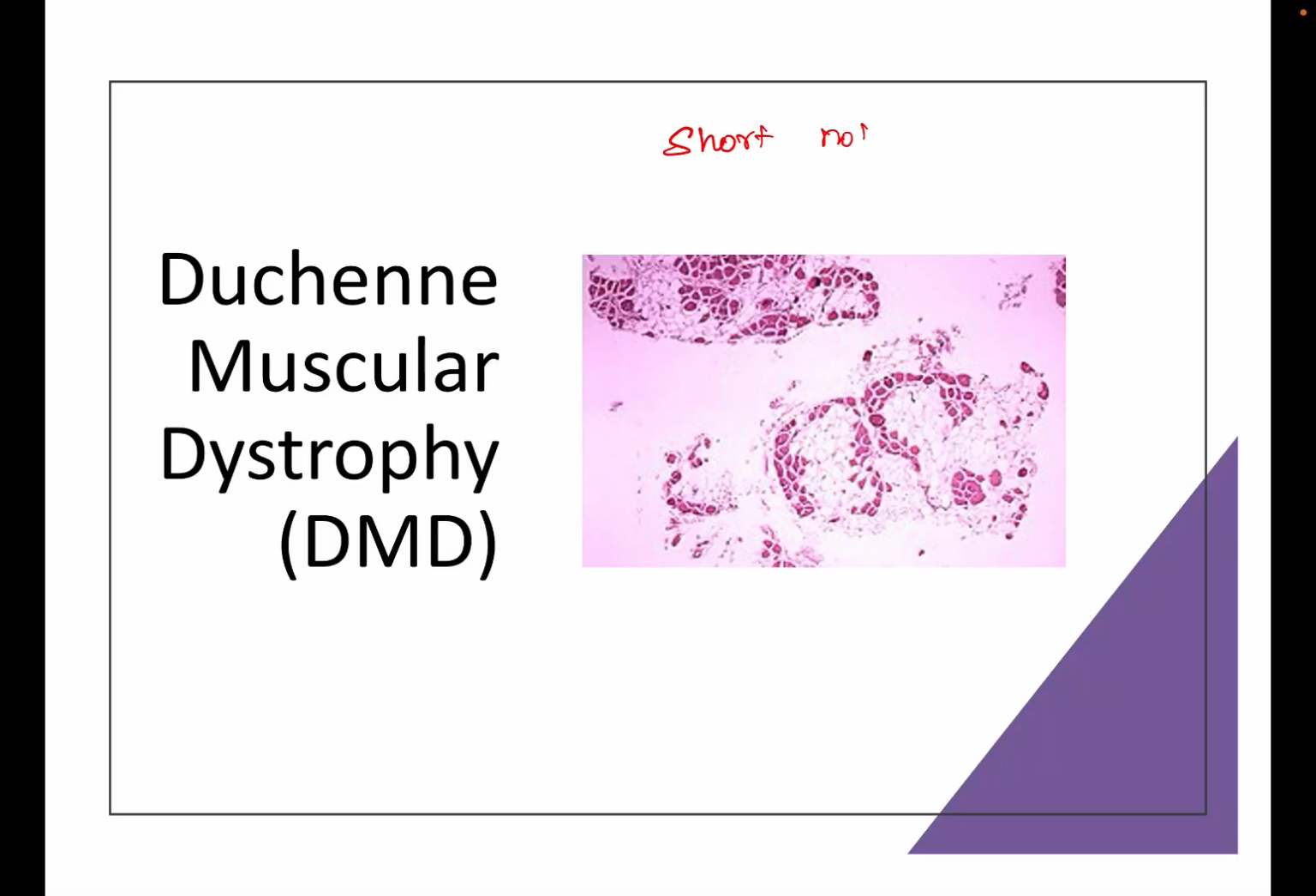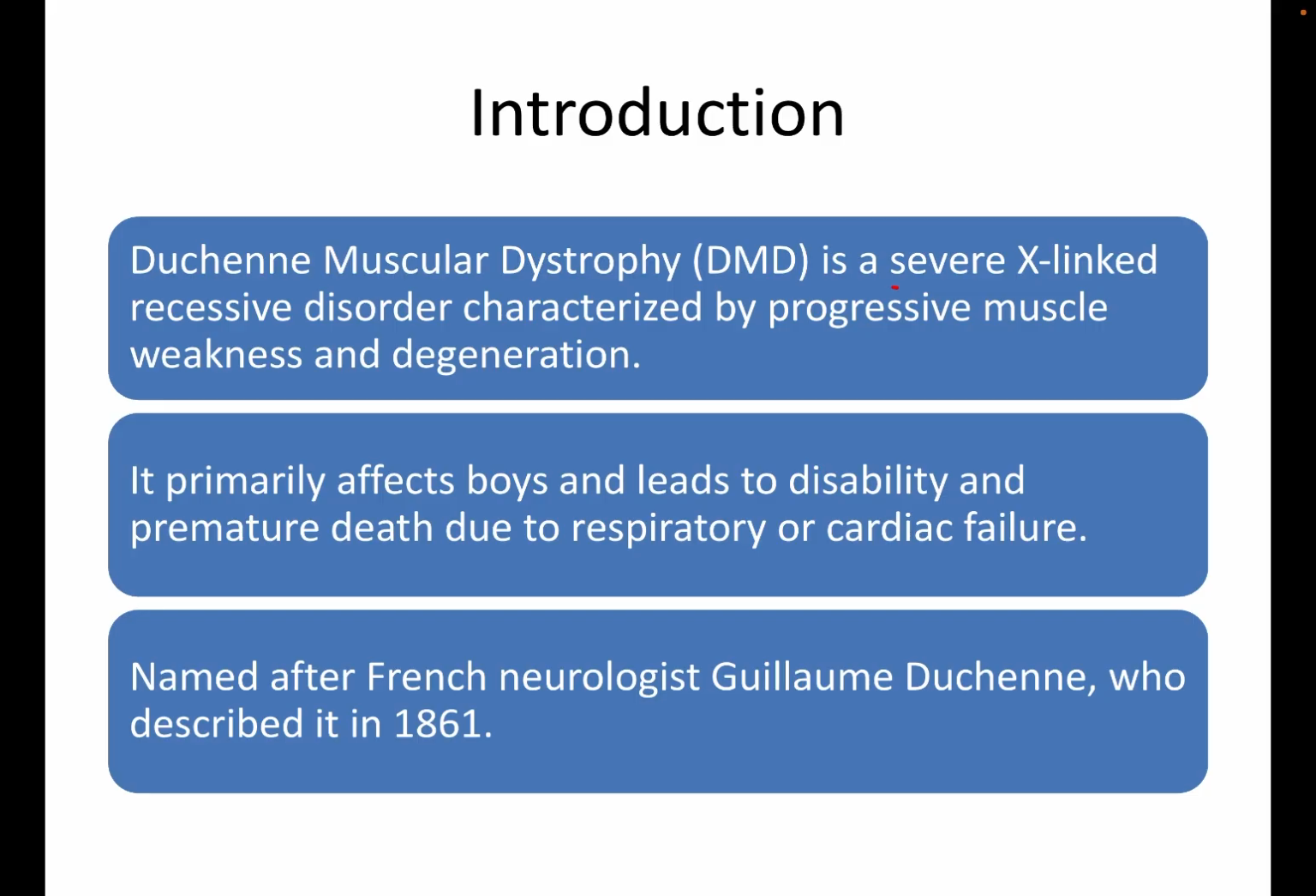So in this set of videos we will be discussing 5 mark questions. Today we will discuss about Duchenne Muscular Dystrophy, DMD. So what is Duchenne Muscular Dystrophy? It is a severe X-linked recessive disorder characterized by progressive muscle weakness and degeneration. It primarily affects boys and it leads to disability and premature death due to respiratory or cardiac failure.